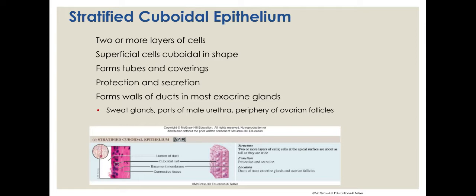So we're going to talk about glands in just a moment, but exocrine, if you look at that prefix exo, is like to leave, exit, right? So exocrine glands are glands that have ducts that the substance is going to leave the body. And some great examples are sweat glands, parts in the male urethra, and in the ovarian follicles.